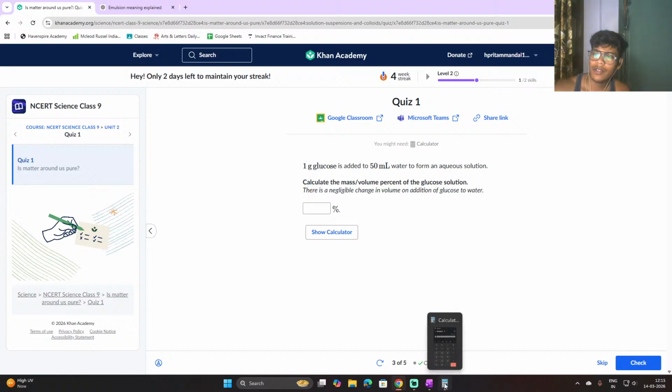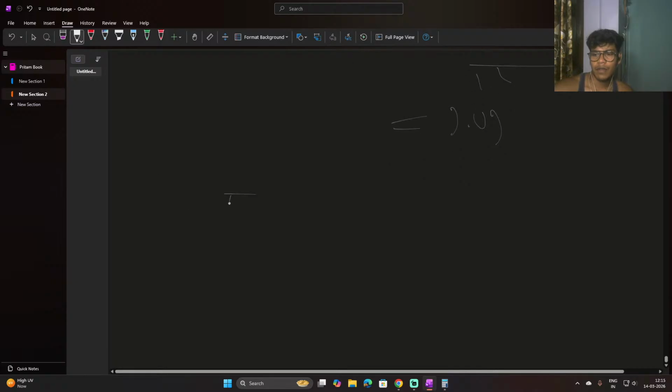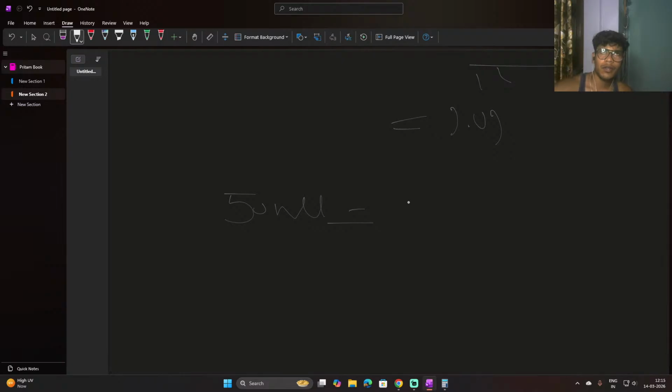So if there are no changes, then I have to convert ml to gram, right? It is in ml, so I have to convert it to gram. So if you need to convert it to gram, 50 ml, right? If we convert ml to gram, right?